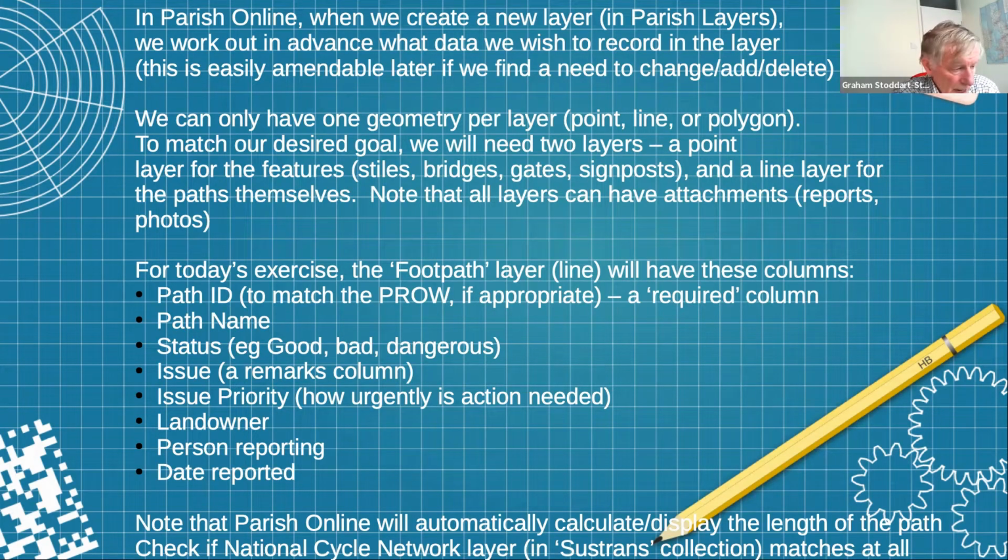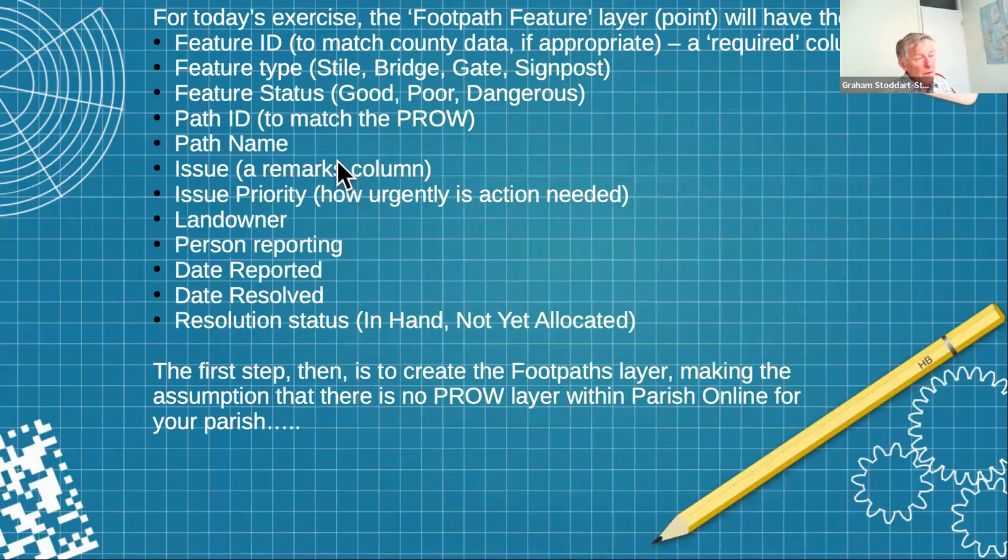I also put a note down the bottom that says that the National Cycle Network is one of the layers that you're given. It's rather cunningly hidden under something called Sustrans. I've never worked out why. Maybe it's sustainable transport. But we all have the National Cycle Network, and you may find that they coincide with or overlay or pass over or do something with your footpaths. So that was the first layer, the footpath layer.